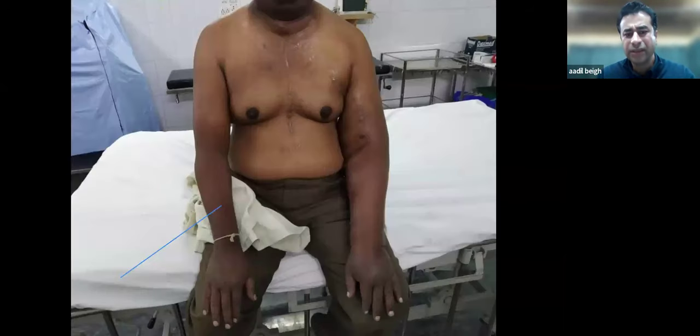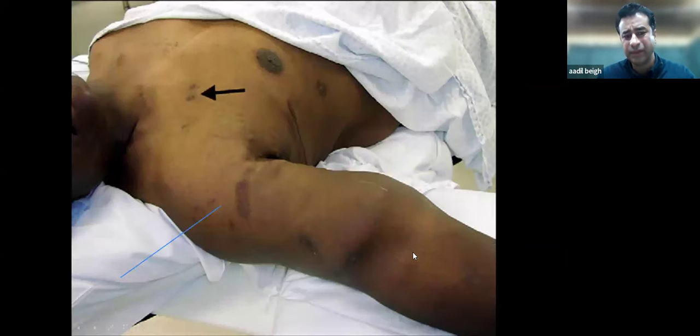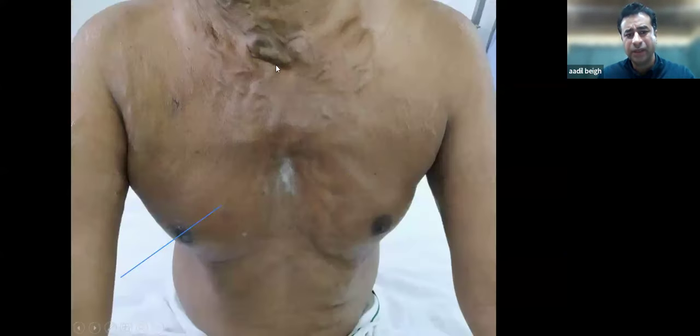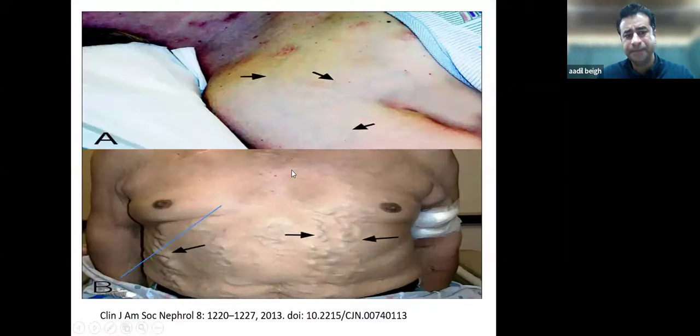These are some cases. Here is a left brachiocephalic AV fistula. See the half of the face, the breast, the arm. So this is left brachiocephalic. The same thing: face, chest, breast, and the brachiocephalic will be the culprit. When both sides are involved, it is the superior vena cava.